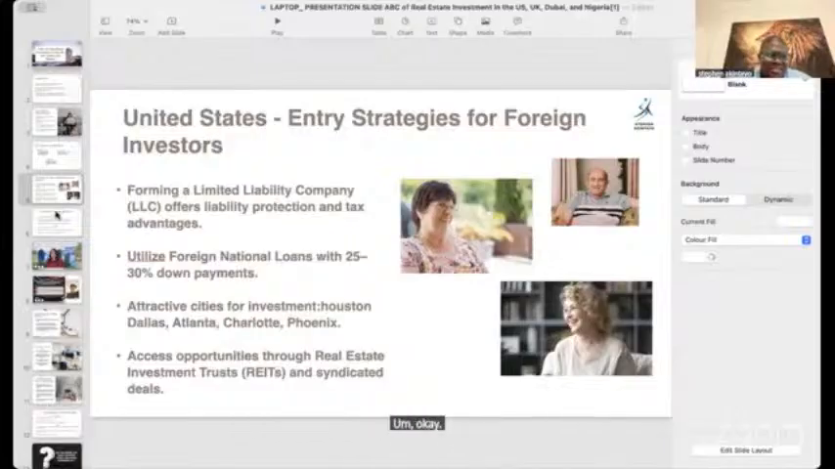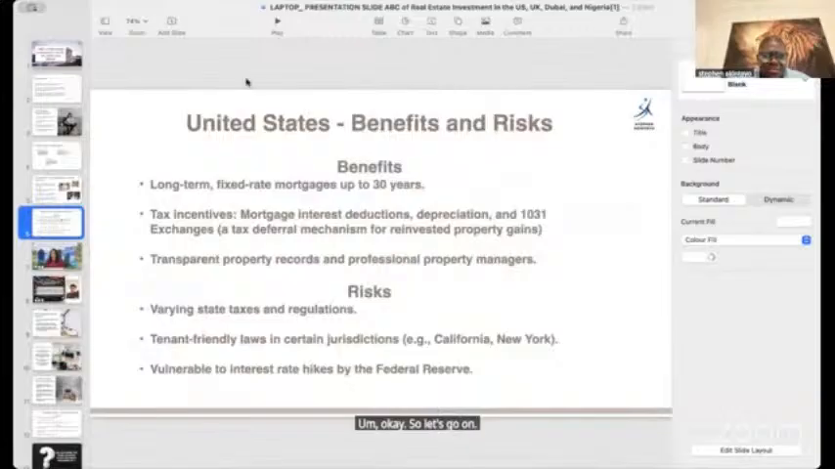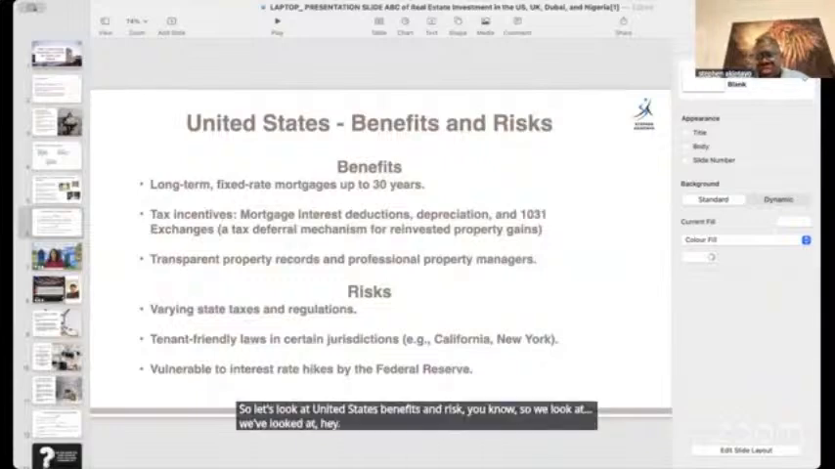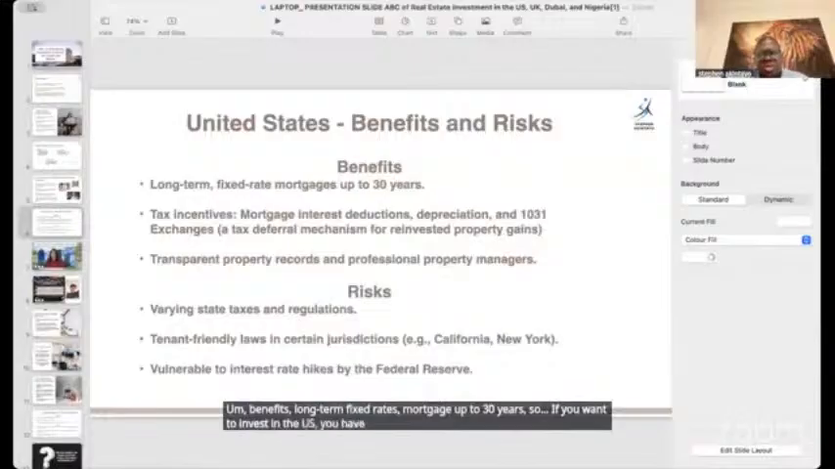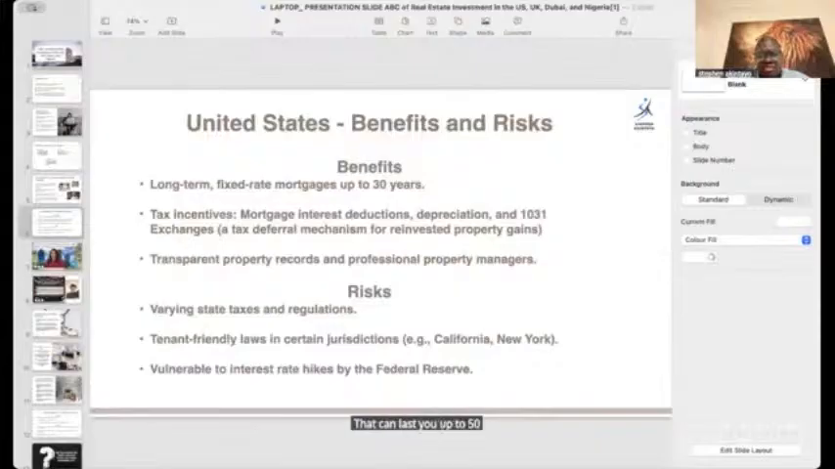Okay. So let's go on. Let's look at United States benefits and risks. We've looked at how you need to invest in the US, but let's look at the benefits and the risks. Benefits: long-term fixed rate mortgages up to 30 years. So if you want to invest in the US, you have the opportunity to get access to a mortgage that can last you up to 50 years, and that's really, really good.